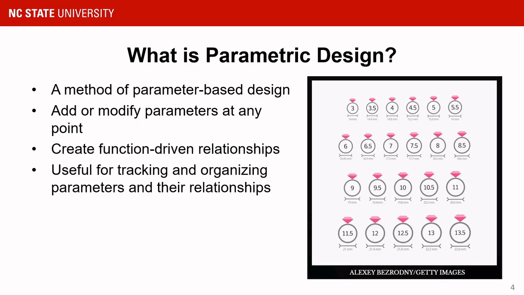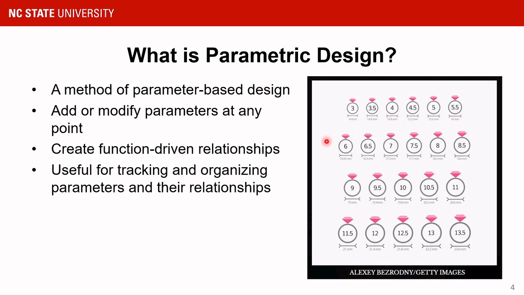And so what I mean by that is we have an example here on the right where we have ring sizes. The size of the ring is a number 3 through 13.5, and this is just kind of a standardized size assigned to the ring. Whereas the actual diameter, the measured diameter of the ring, is listed below it, and you can see that it's not really a clear relationship here.